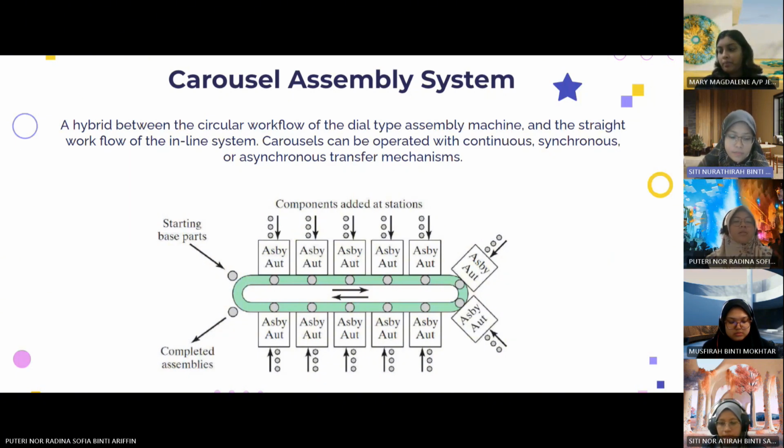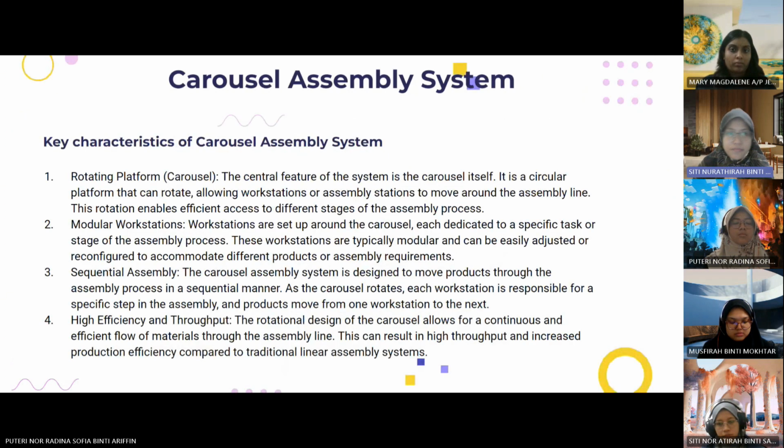The third system configuration is the carousel assembly system. It is a hybrid between the circular workflow of the dial type assembly machine and the straight workflow of the inline system. Carousels can be operated with continuous, synchronous, and asynchronous transfer mechanisms. This is the example. Okay, next slide.